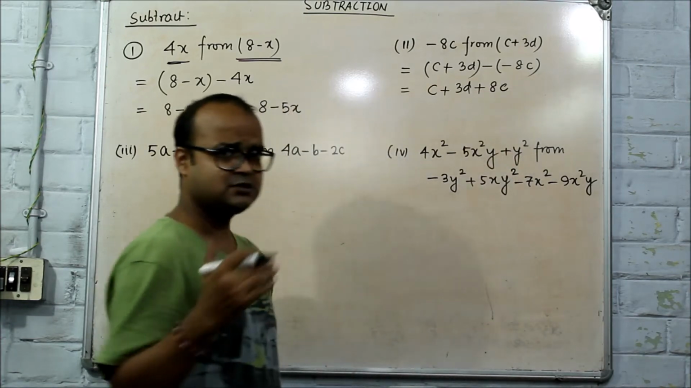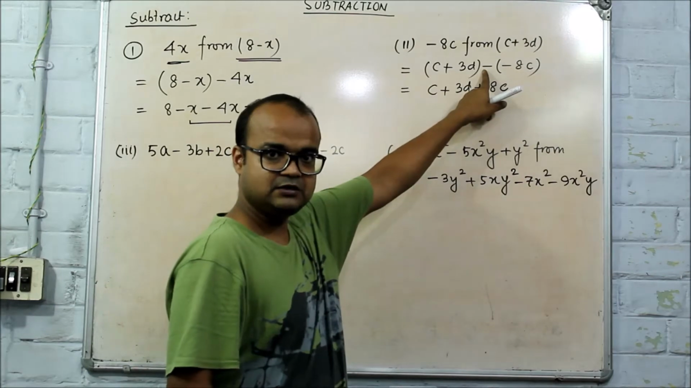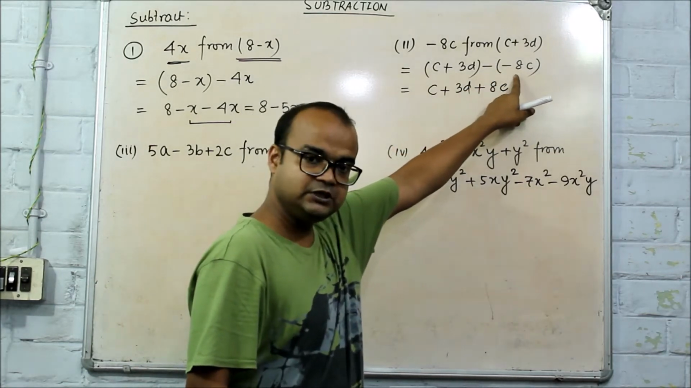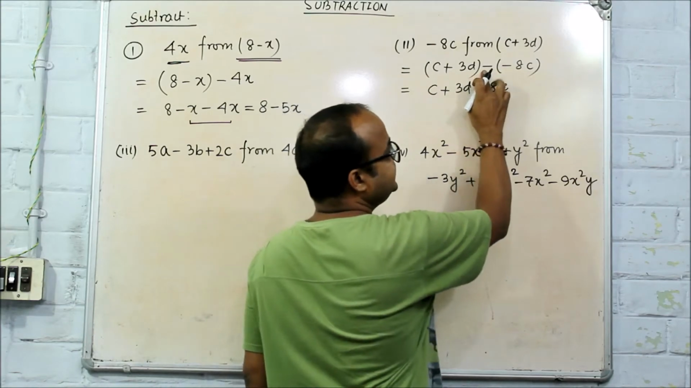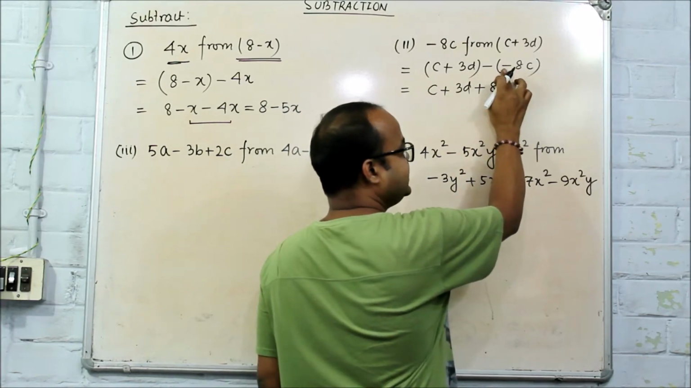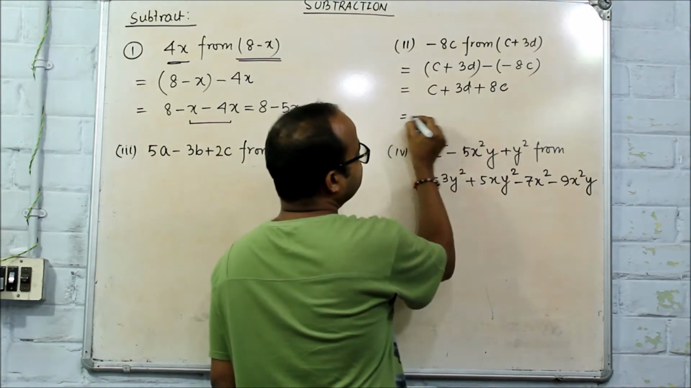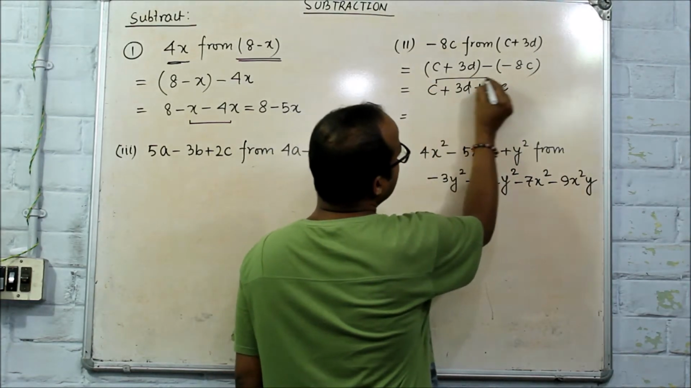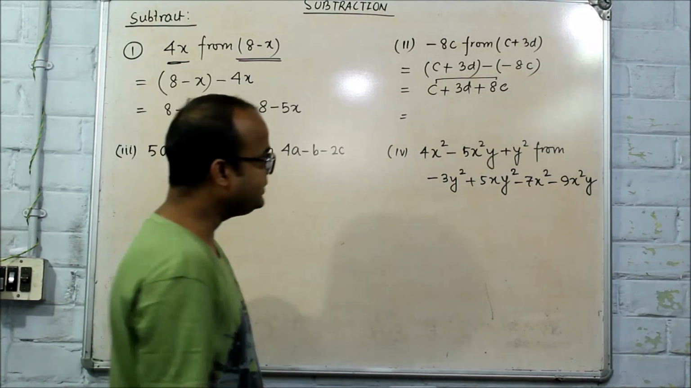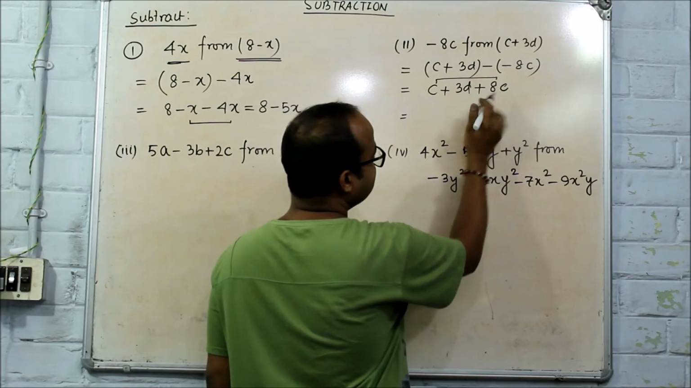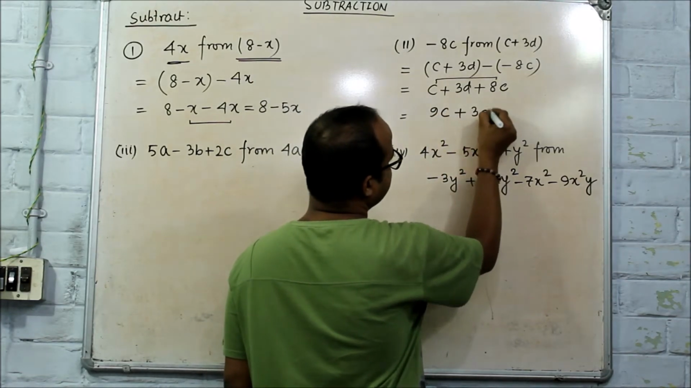Or you can just remember it like this: whenever a minus sign is there, all the terms within the bracket change their sign. Now the minus sign is outside. Now 8c has a minus sign, so it will become plus. Now see, these two are like terms, c plus 8c. So we need to simplify. Now c plus 8c is equal to 9c plus 3d.